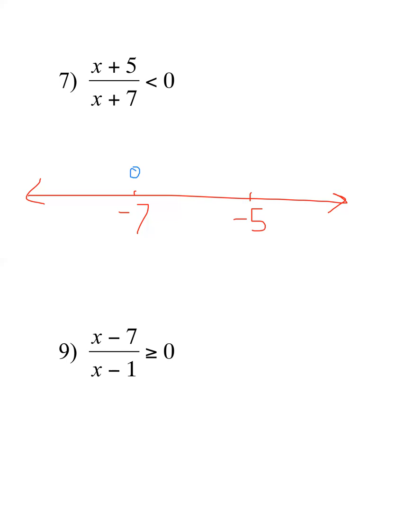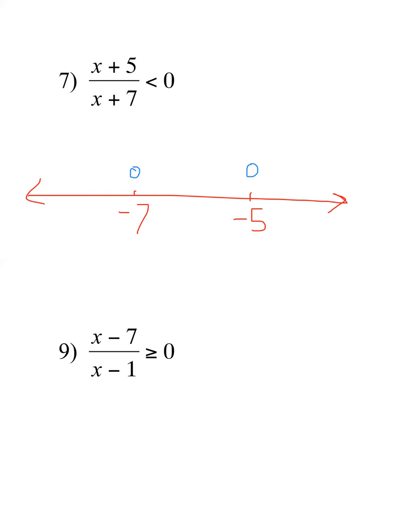Now, can I have -5? If I plug in -5, that gets me a 0 in the numerator, which is fine. 0 divided by 2 is just 0, so it doesn't break the fraction. However, if I plug -5 in, is my answer less than 0? No, it's equal to 0. It's not less than. So in this case, I'm going to have an open circle at -5 as well. There are my critical points.